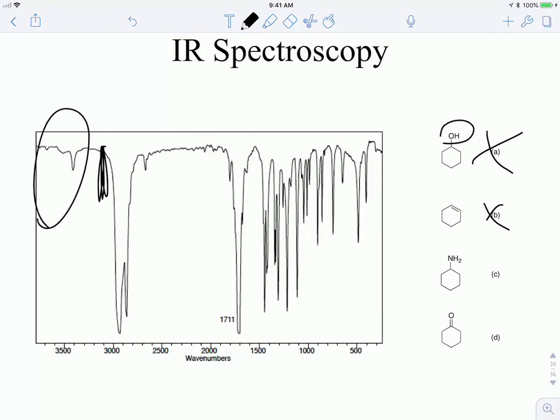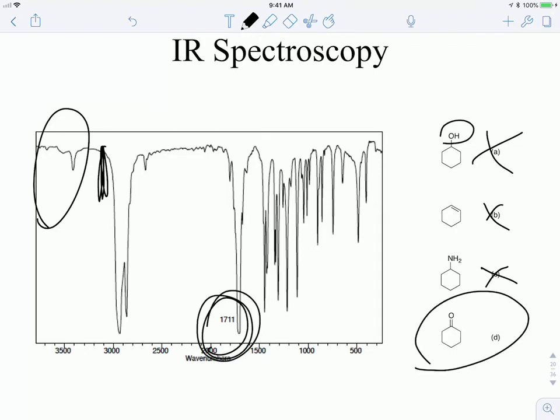NH2 would be vampire fangs here, which are not present. However, there is a very clear carbon-oxygen double bond peak here at 1711, which tells us that we have a ketone or an ester present. But since the ketone is the only possibility on the list, then that must be the correct answer.